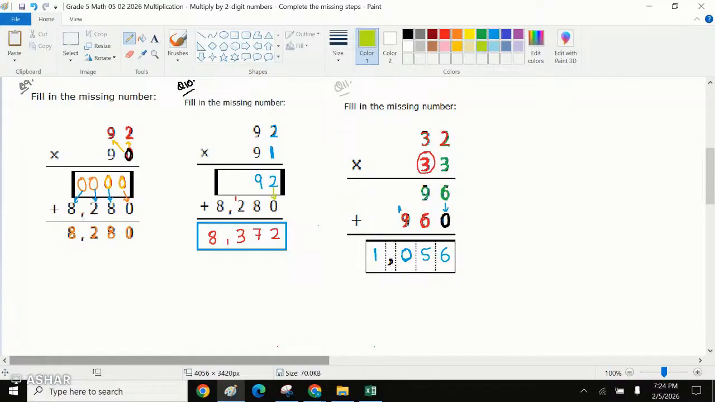We know that 9 plus 6 was 15, right? So we leave the 5 here and we take the 1 to the next value. Okay? Do we agree? Ohim, do we agree? It's okay, Nathan. No problem.